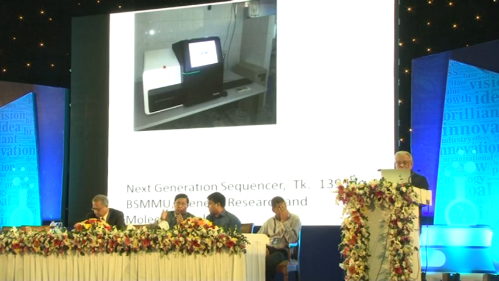This is something Professor Laila from Bangabandhu Medical University has shown this morning. She purchased this at a cost of 1.39 lakh. The only instrument in the whole country. This has to be maintained.